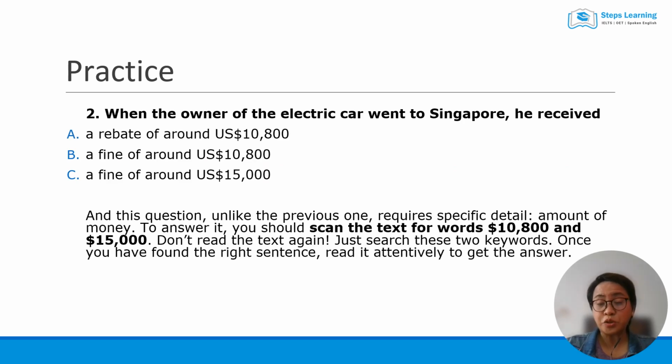Now let's go to question number 2. When the owner of the electric car went to Singapore, he received A, a rebate of around US 10,800, or B, a fine of around 10,800 US dollars, or C, a fine of around 15,000 US dollars. So this question, unlike the previous one, requires a specific detail, the amount of money.